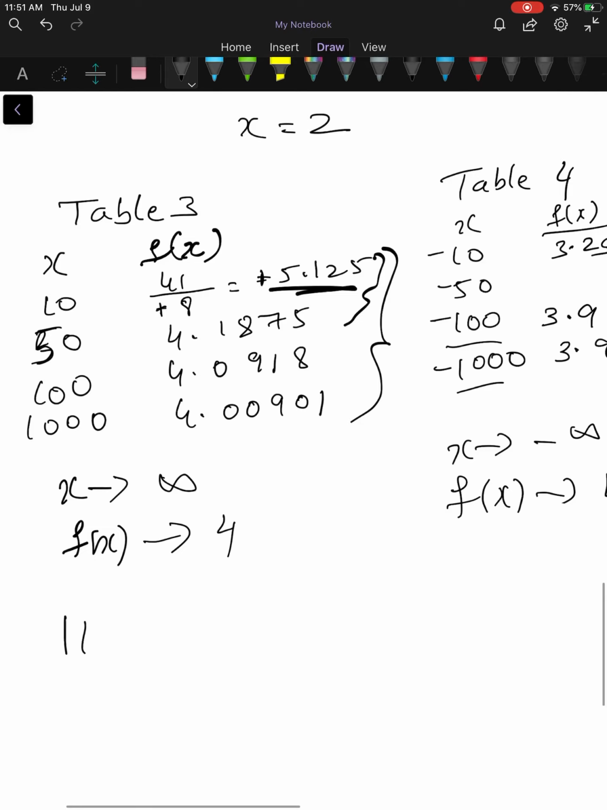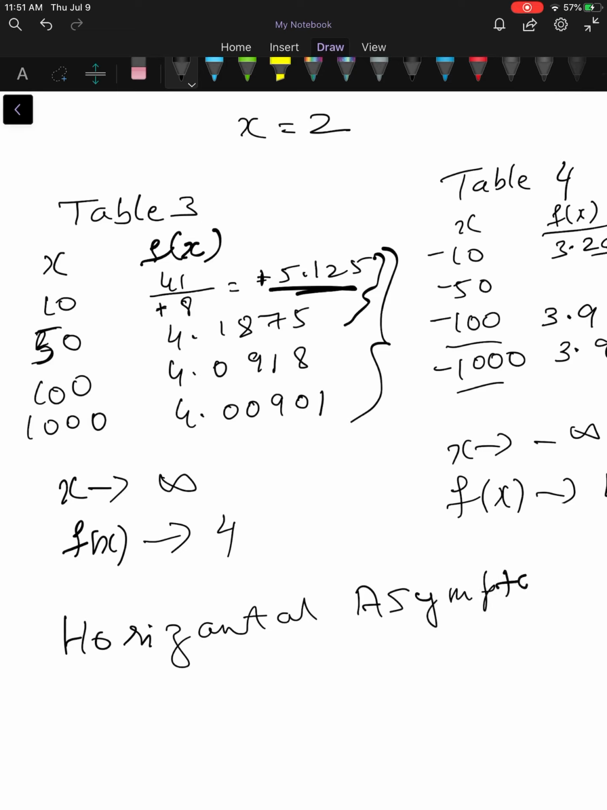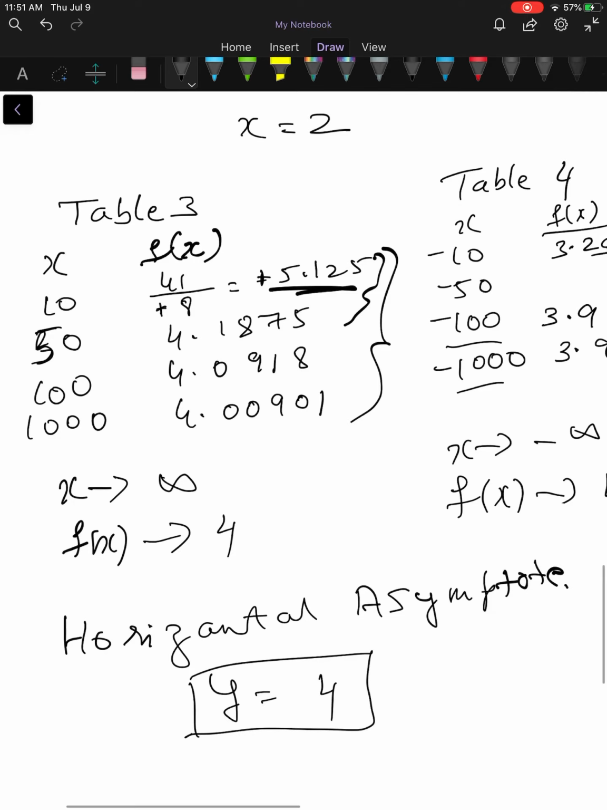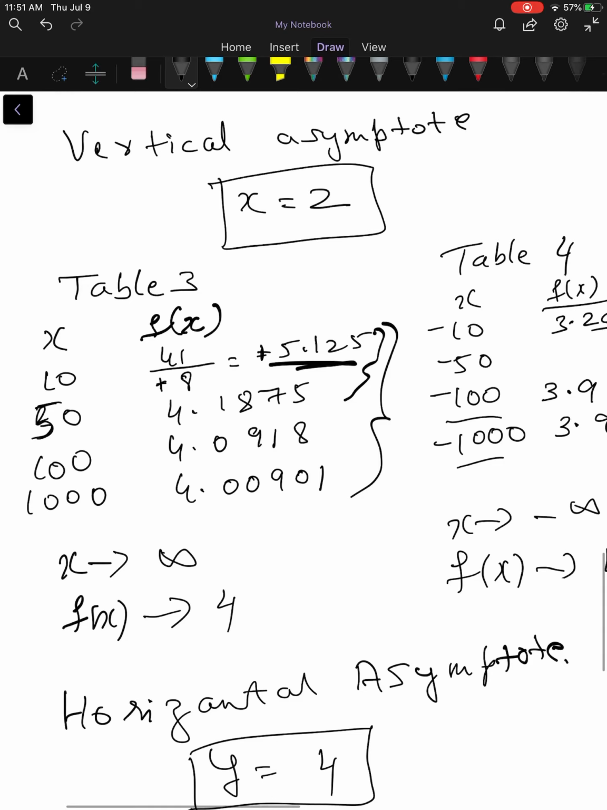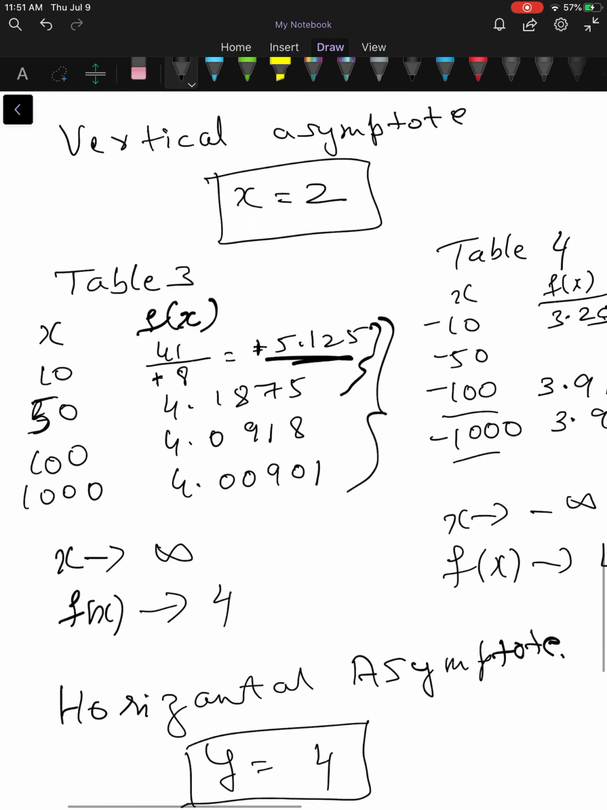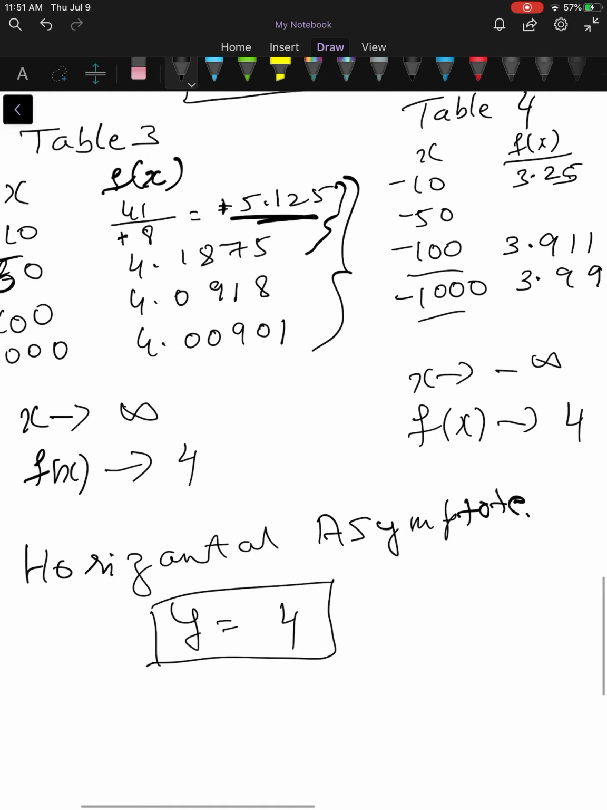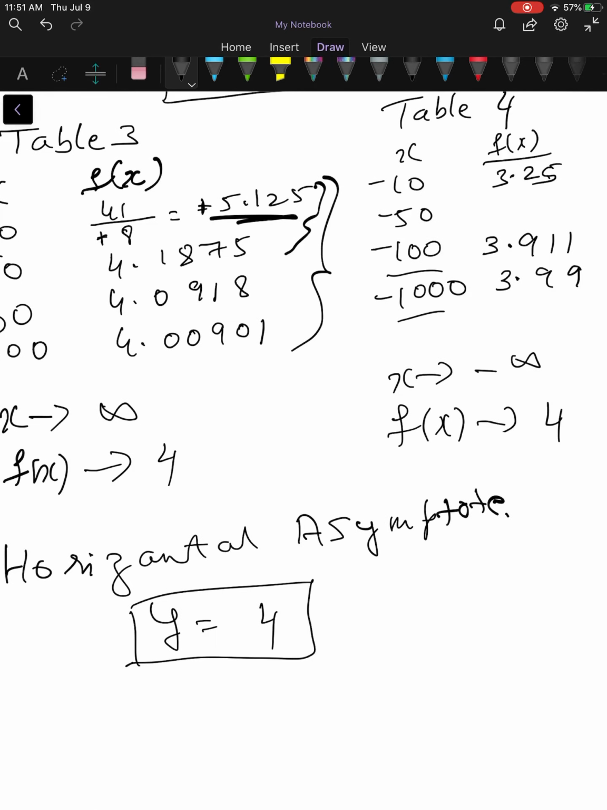So what is our horizontal asymptote? It is y is equal to 4. x is equal to 2 was the vertical asymptote and y is equal to 4 is the horizontal asymptote. I hope you got how to calculate asymptotes using a table of values and analyzing the values approaching a certain particular point.